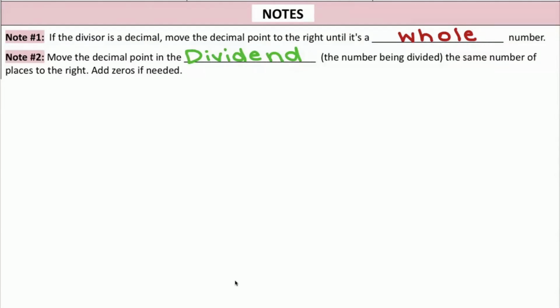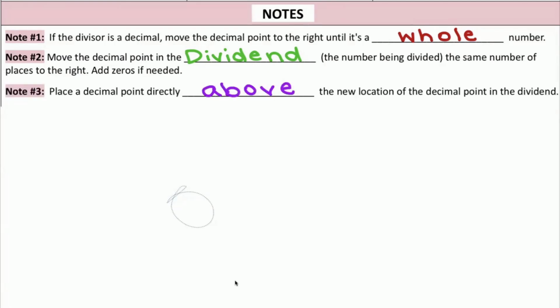Note number 2, move the decimal point in the dividend, the number being divided, the same number of places to the right. Add zeros if needed. So if you're moving your number to the right and there's nothing there, you can add a 0. Then we're going to place our decimal point directly above the new location of the decimal point in the dividend. So directly above the house. Don't forget, we're going to practice this in our examples. It's something we can refer back to for now.